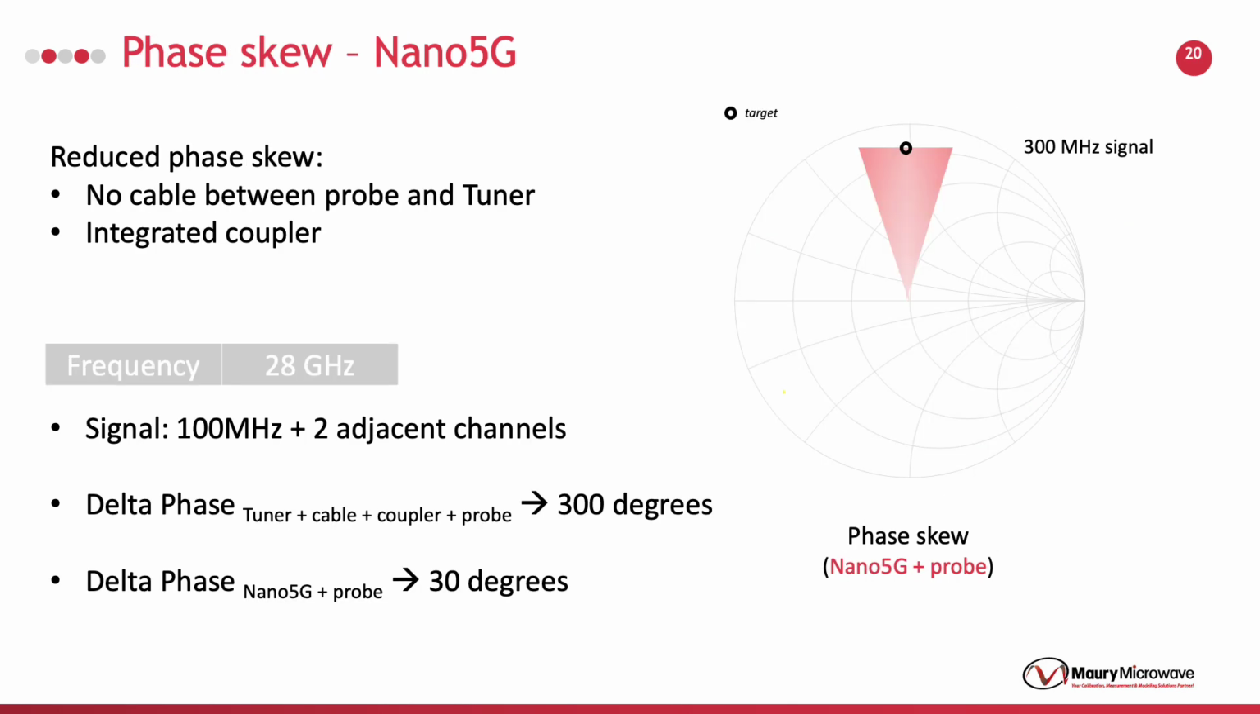As mentioned, both tuning range and phase skew are a key improvement using the Nano 5G. Thanks to the direct connection, a minimum gamma of 0.87 is now achievable at the probe tip for 28 GHz and 39 GHz. The lack of cables allows for minimum phase skew. Using a signal of 100 MHz plus 2 left and right adjacent channels for a total of 300 MHz, the phase skew is only 30 MHz, where a previous generation of tuner and integration created more than 300 MHz phase variation.